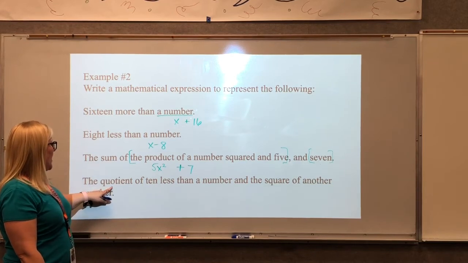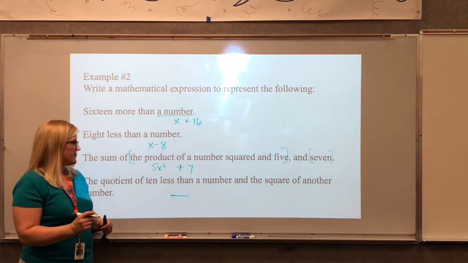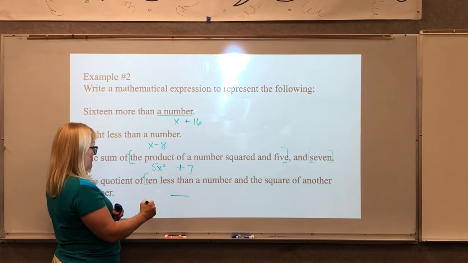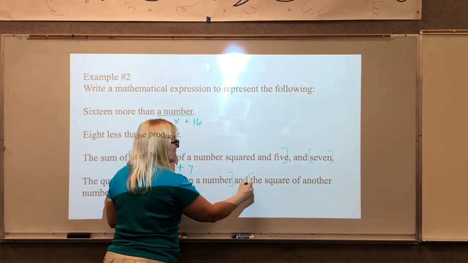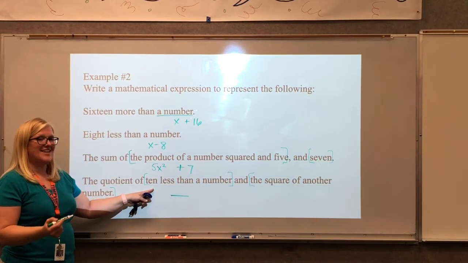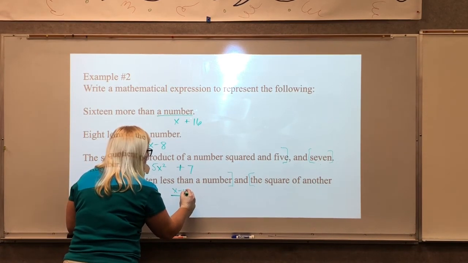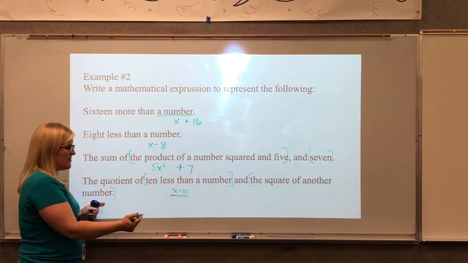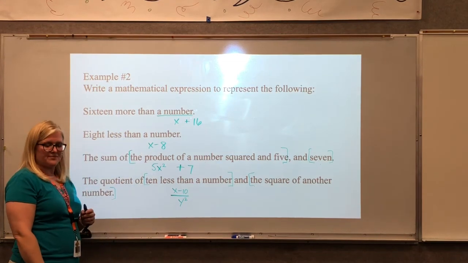All right, here we have the quotient. So I know it's going to be dividing. The quotient of 10 less than a number and the square of another number. So here's my two parts. 10 less than a number, I'm taking that 10 away, so x minus 10, and the square of another number. Well, I can't use x again, I need to use a different one. So I'll choose y, and I need to square it.